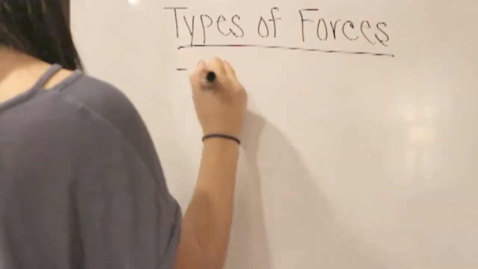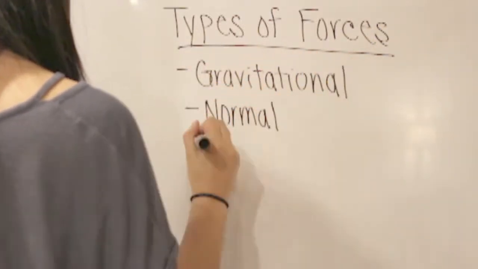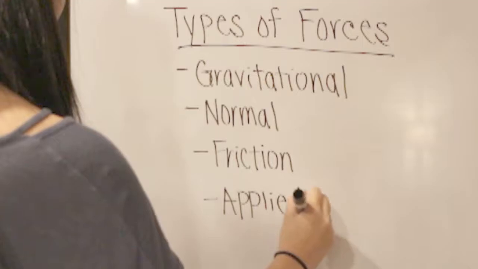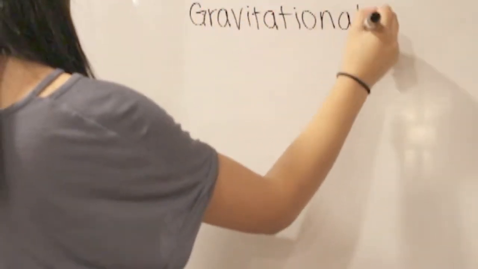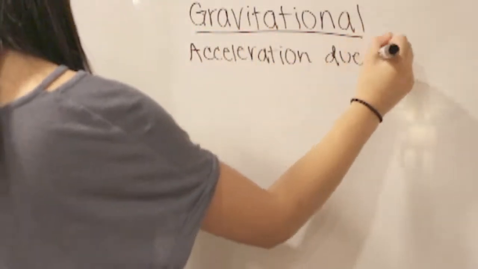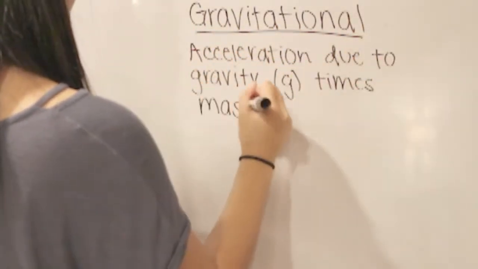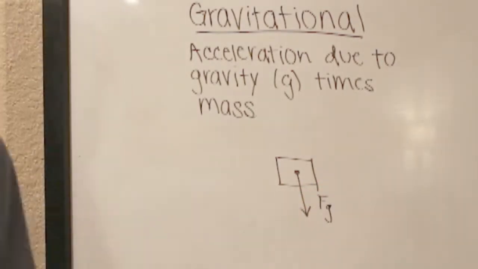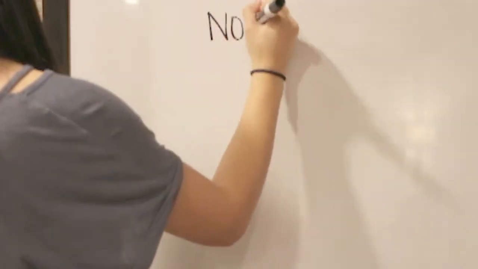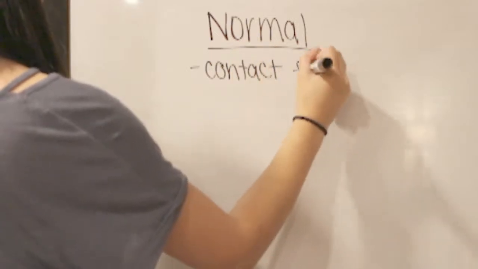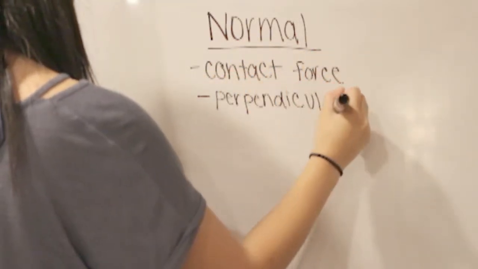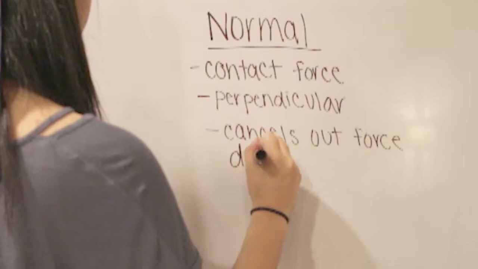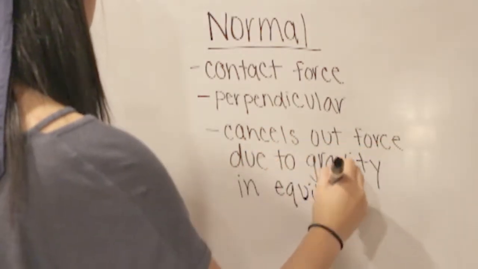I learned about it at school with Miss Humes. There are four main types of forces in a prosthetic: the gravitational force, a normal force, a frictional force, and an applied force. The gravitational force is the acceleration due to gravity times mass, and it acts downward. Next is normal force, and normal force is a contact force. It's perpendicular to the surface, and it cancels out the force of gravity in equilibrium.